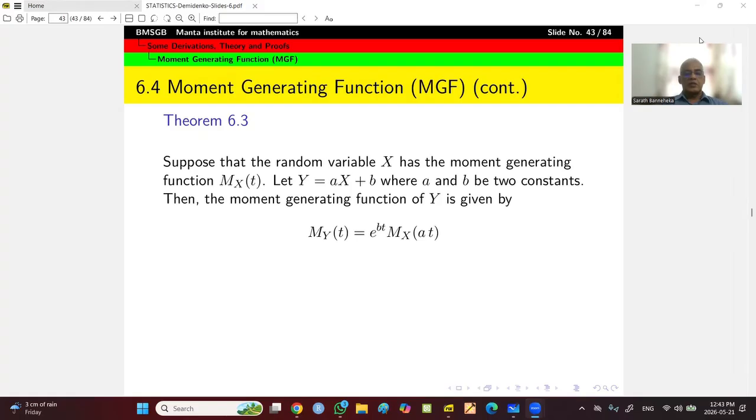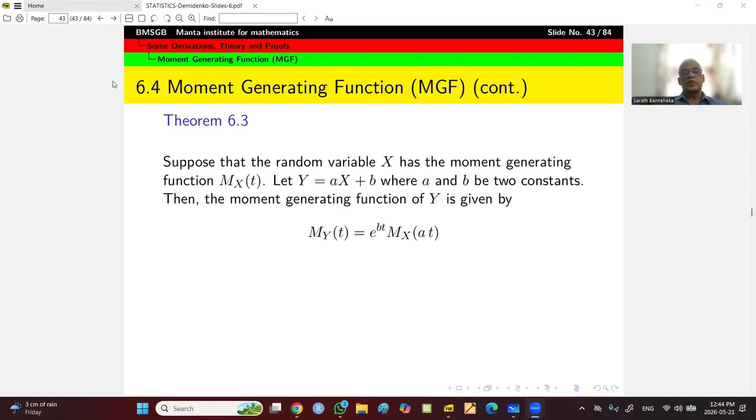Okay, so let us start the next part. As I was mentioning, we are going to now look at two main properties of the moment generating function. The first one is to get the moment generating function of a linear transformation of some random variable x.